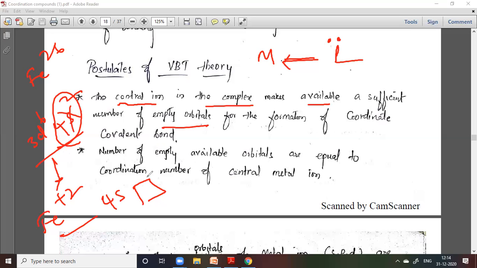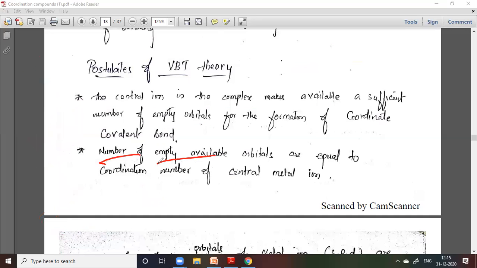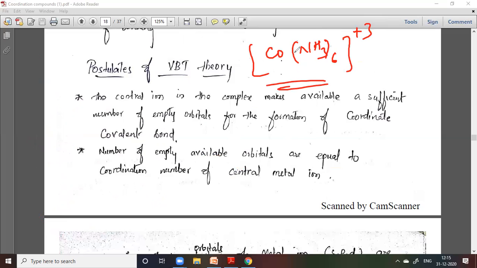And then the empty orbitals, you can see the second point here. The number of empty orbitals available are equal to the coordination number of the central metal ion. Ante, let us see this complex, Co(NH3)6 with charge plus 3. It is our complex. So here this cobalt has 27 as the atomic number.